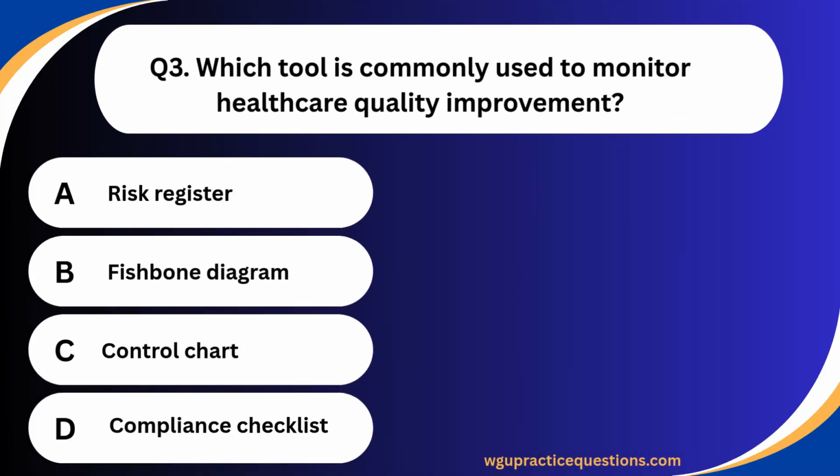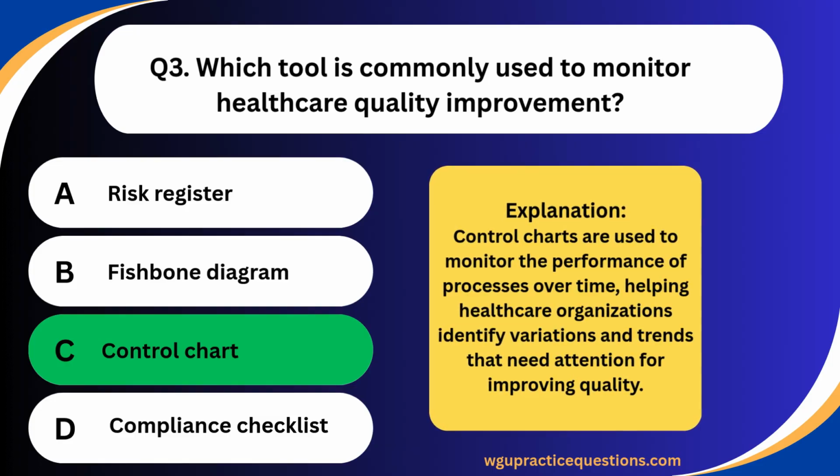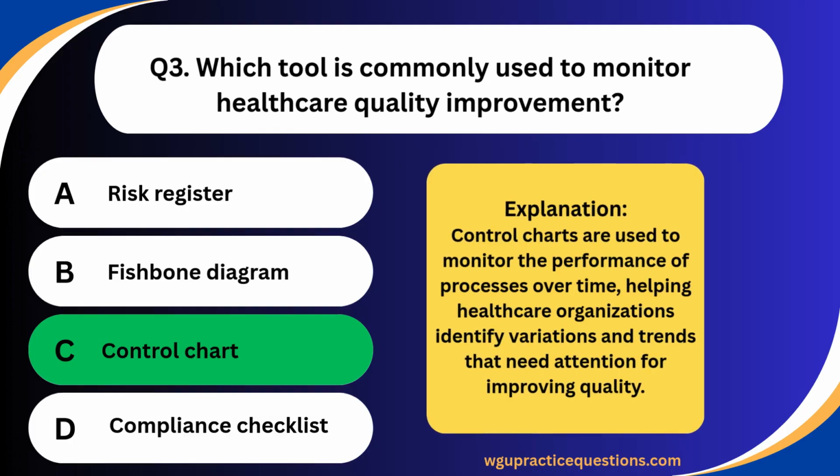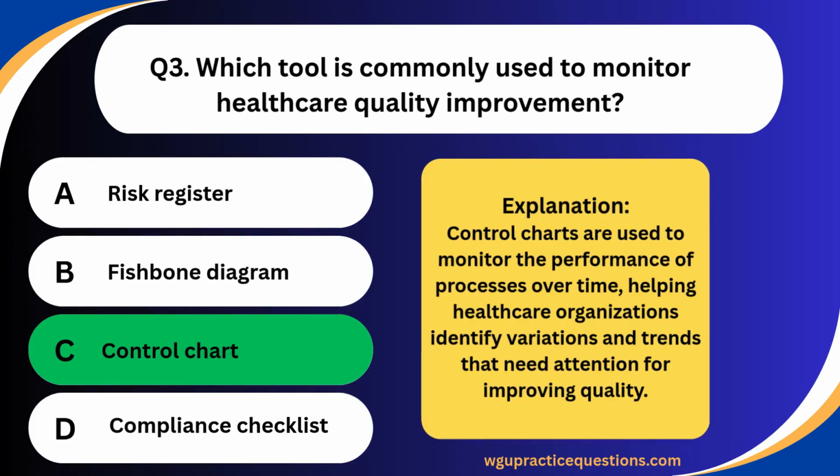The correct answer is C. Control chart. Explanation. Control charts are used to monitor the performance of processes over time, helping healthcare organizations identify variations and trends that need attention for improving quality.